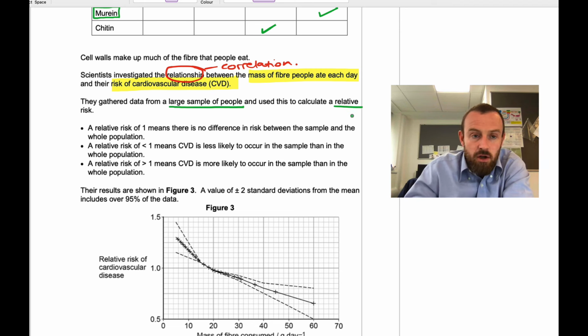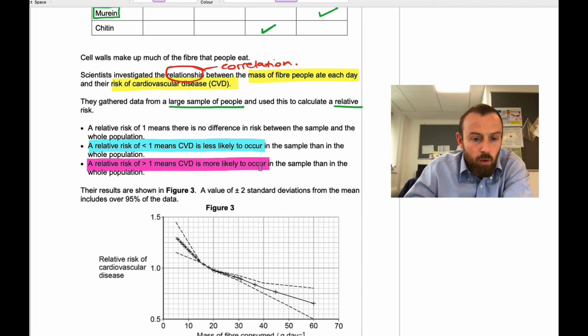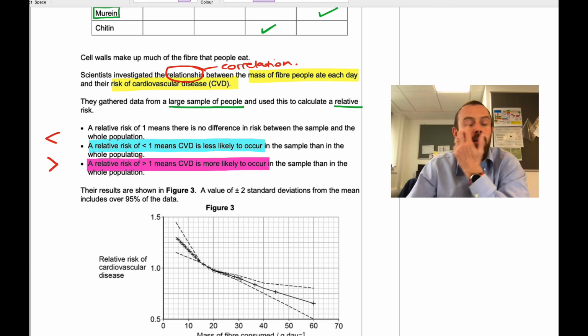Okay, so this is an interesting term, relative risk. What does this mean? You should probably be familiar with this generally, as I've seen it come up a couple of times. A relative risk of 1 means there's no difference in risk between the sample and the whole population. A relative risk of lower than 1 means CVD is less likely to occur. And a relative risk of bigger than 1 means CVD is more likely to occur. Remember, in terms of your math skills, you do need to know the meaning of the symbols greater than, smaller than, and so on.